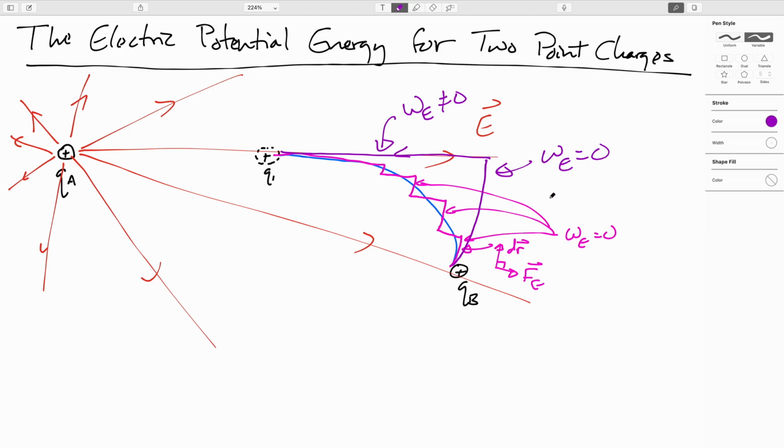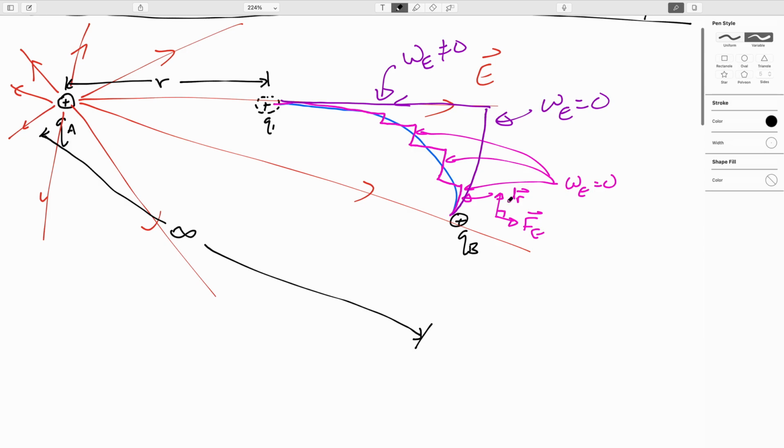Okay, so since what we want to find is the electric potential energy, we'll say that our final distance here is r, and we will set our initial distance between the two charges to be infinity. Out at infinity, of course, the force will be 0. So then we've got no problem sliding this around along the arc.